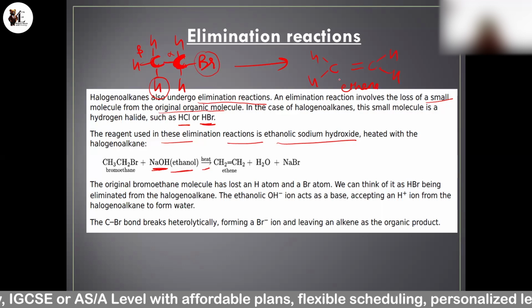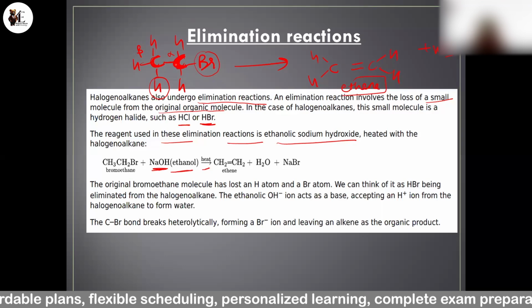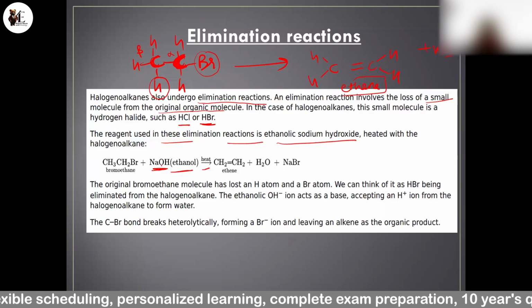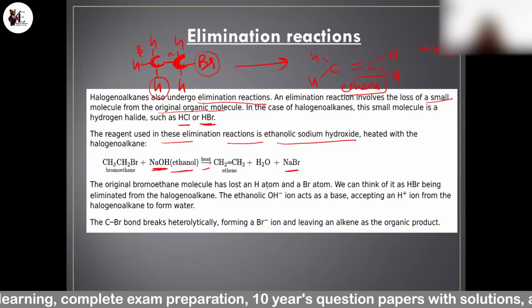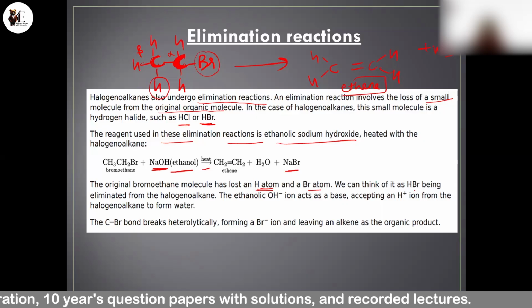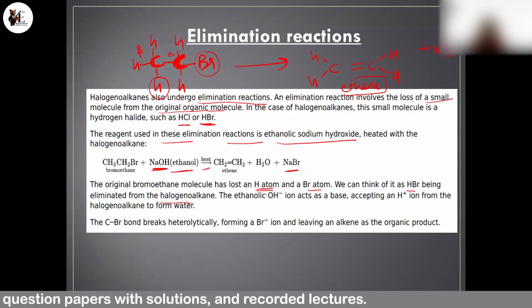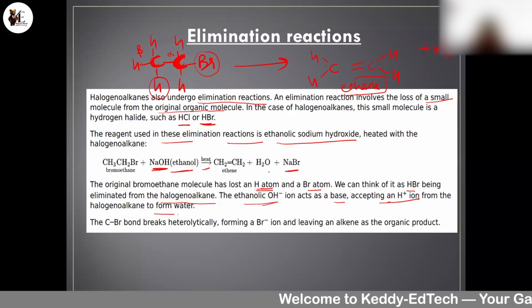So which molecule is eliminated from here? HBr is eliminated. H from beta and bromine from alpha. If NaOH is used, then it is NaBr which is eliminated. Okay. So the original bromoethane molecule has lost two atoms, a hydrogen atom and a bromine atom. We can think of it as HBr being eliminated from the halogenoalkane, but the ethanolic OH minus ion acts as a base, and the work of a base is just to accept the acidic hydrogen. So it accepts an H plus ion from the halogenoalkane to form water. Okay, so that's why this water is forming.